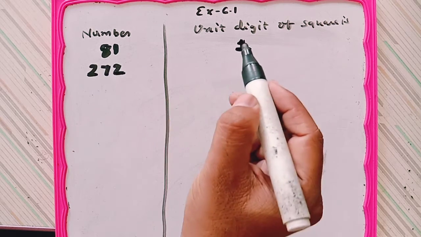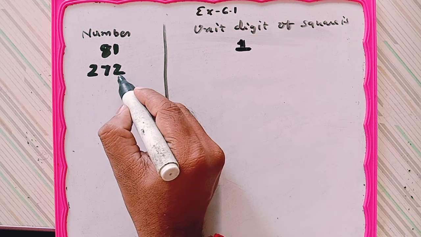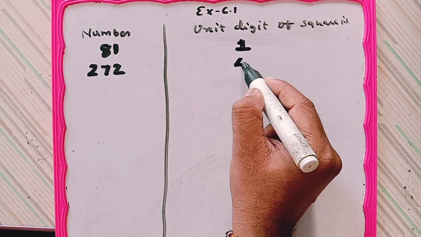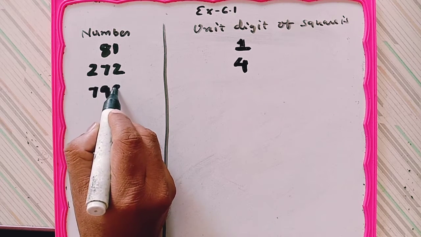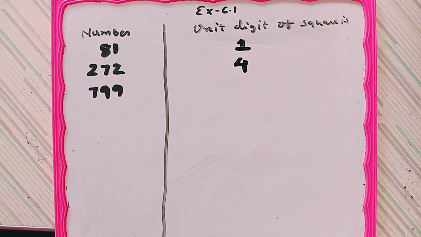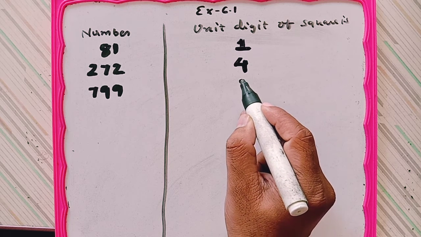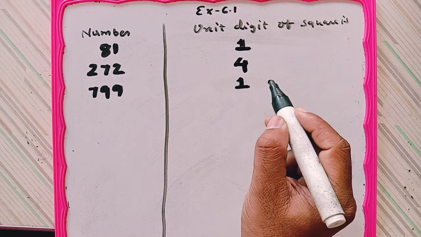272. So the last digit is 2, and 2 squared is 4, so its unit digit will be 4. 799 has the last digit 9, and so for its perfect square, 9 squared is 81, and so the last digit of the perfect square will be 1.